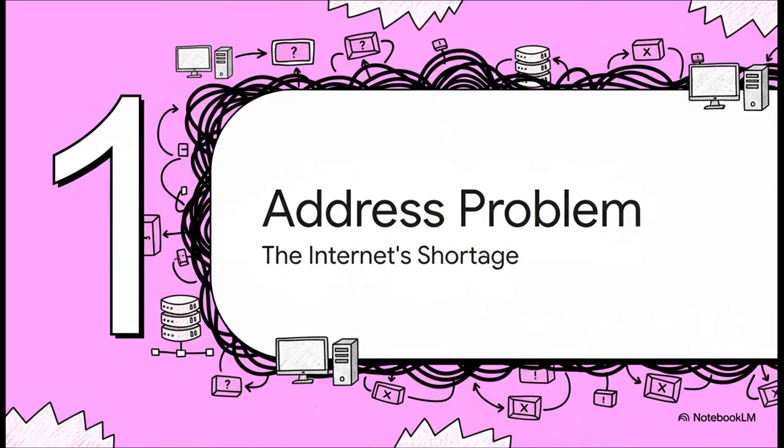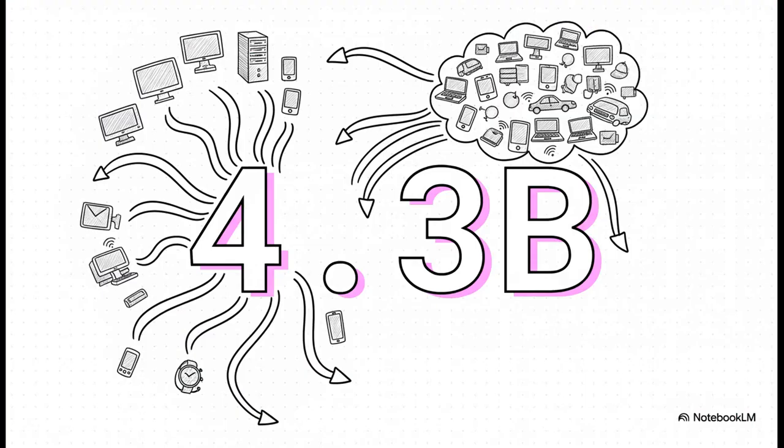All right, so to really get how the solution works, we first have to understand the problem it was trying to solve. And trust me, it was a massive problem. The internet was literally facing an address crisis. You see, when the internet was first designed, they used a system called IPv4. The system had about 4.3 billion unique addresses available. Now that sounds like a ridiculously huge number, doesn't it? And for a while, it was.